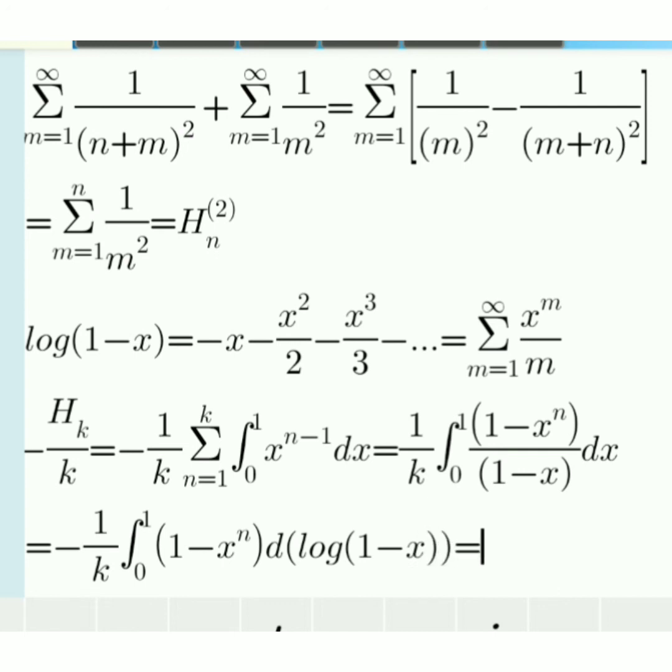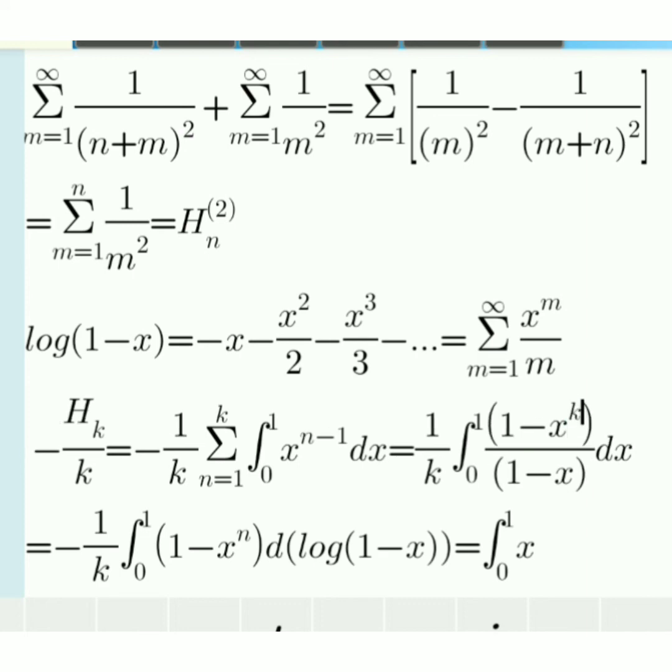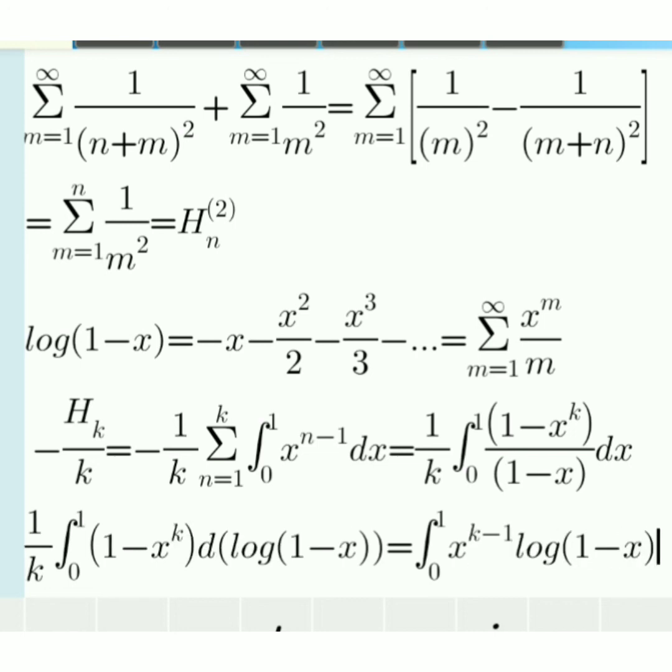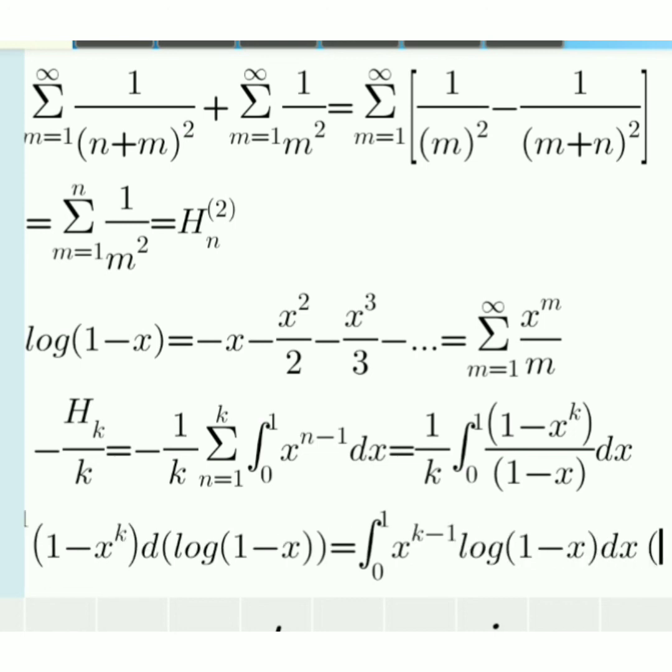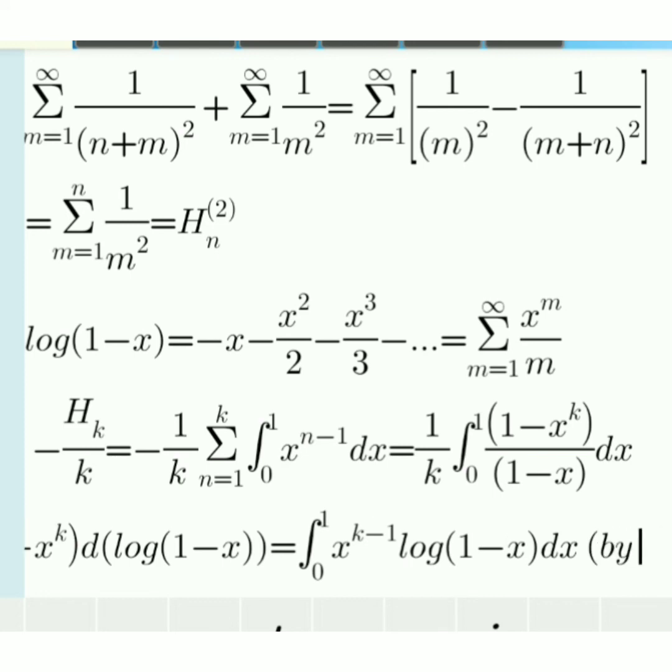After that, whatever I get, I can write 0 to 1, and this way: x to the power n minus, sorry, it should be k, it is k, it can be written as x to the power k minus 1 log(1 minus x) dx. How can I get it? By using integration by parts, IBP.